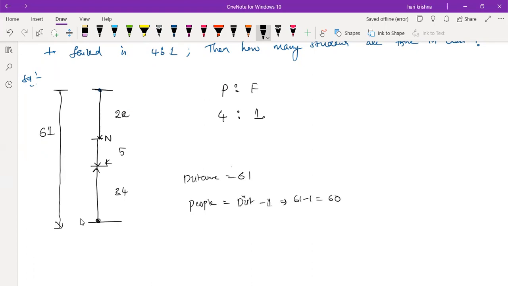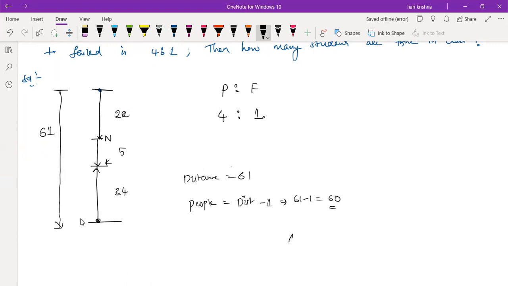61 minus 1, that is 60. But whatever the 60 people is, only passed people, right? Those who passed in the exam, right? Yes or no? Yes, sir. We didn't include the failed students here. Whatever the rank you are taking is only for the passed students.